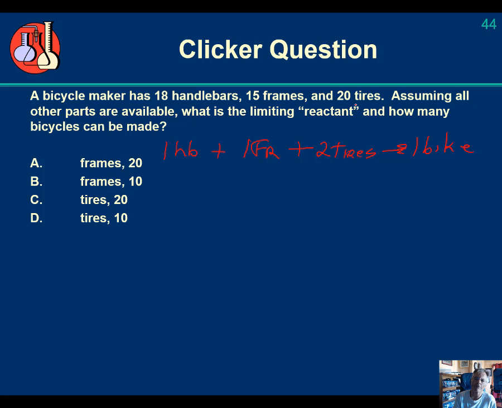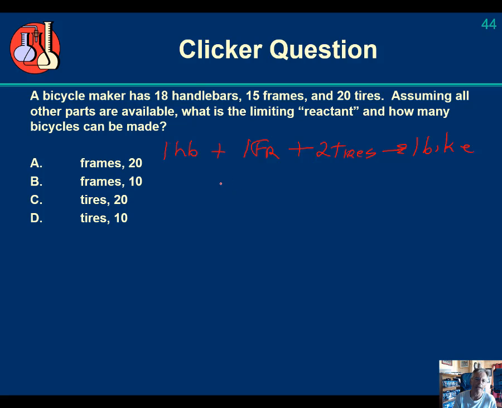And what if I have 20 tires? Well, I want to know how many bikes can I make? Well, it takes 2 tires to make a bike, so that's a 2-to-1 ratio, and so I can only make 10 bikes if I have 20 tires and an unlimited amount of handlebars and frames, or 15 frames and 18 handlebars. So my limiting component is going to be tires.